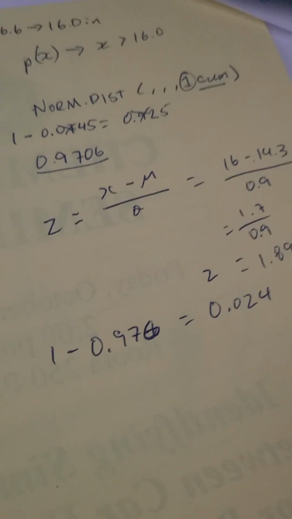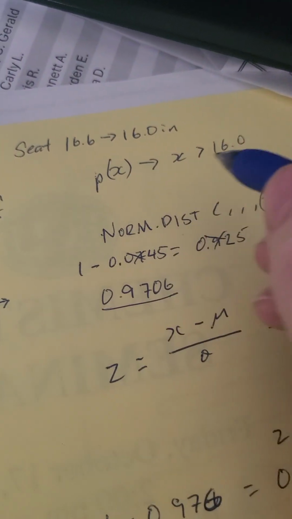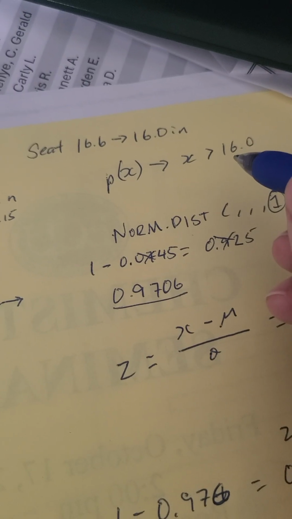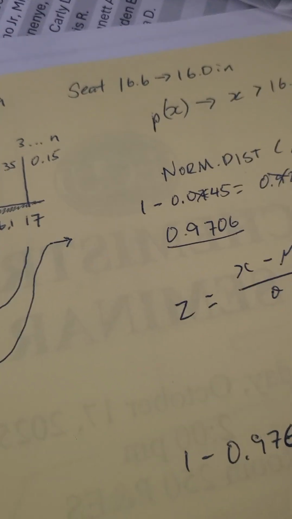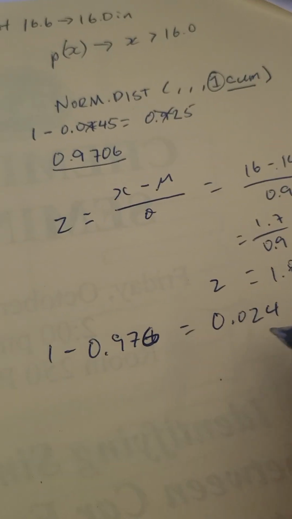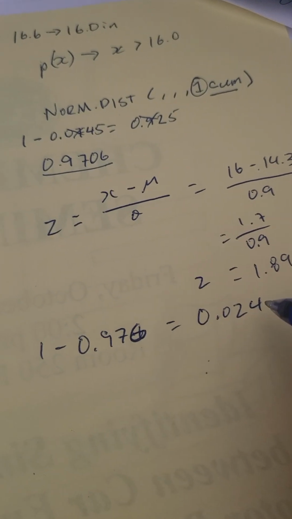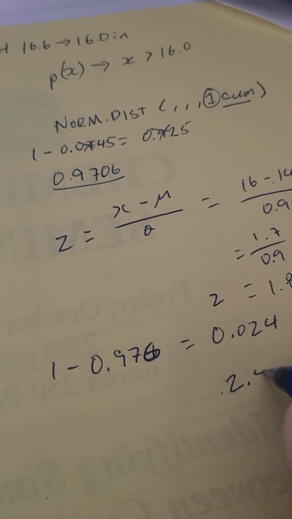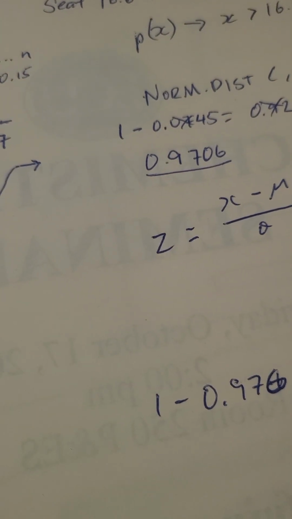Okay. So what's the question? What's the probability that men are going to have a waist bigger than 16? A random person, about 2.4% of the population, is going to have a waist bigger than 16.